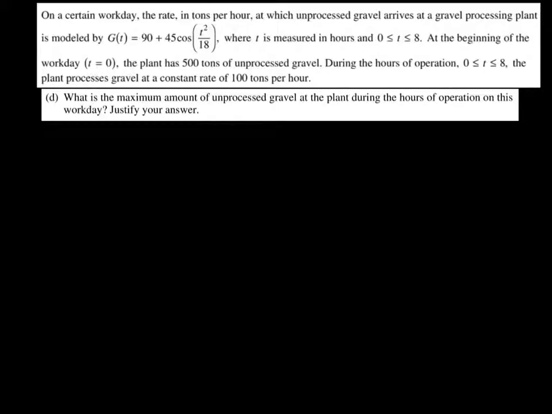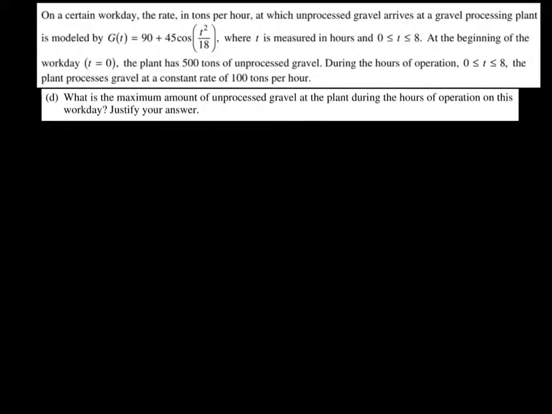Okay, this last question is probably the most involved, and it's actually a 3-point question where all the others were 2. It says, what is the maximum amount of unprocessed gravel at the plant during the hours of operation during this workday? Justify your answer. So they want to know what is the maximum amount of unprocessed gravel. All right, well, there's 2 different rates that we have to keep in mind. This is the rate at which it's arriving. This is the rate at which it's being processed.